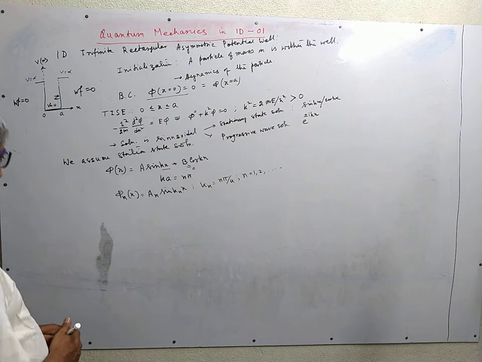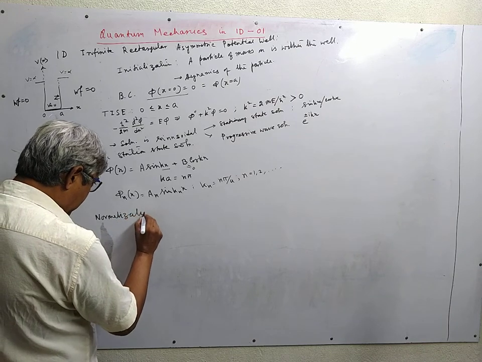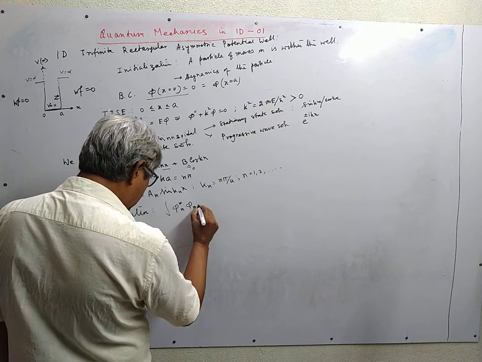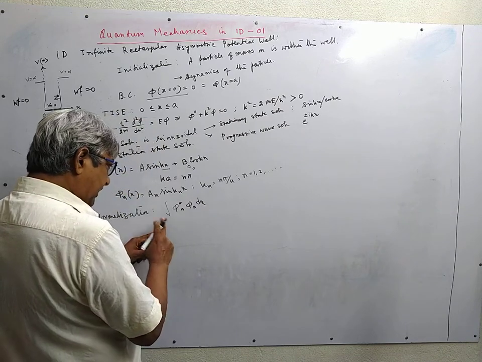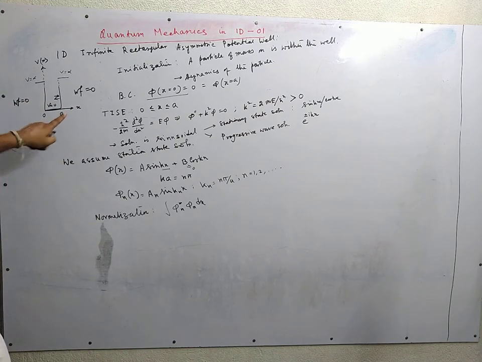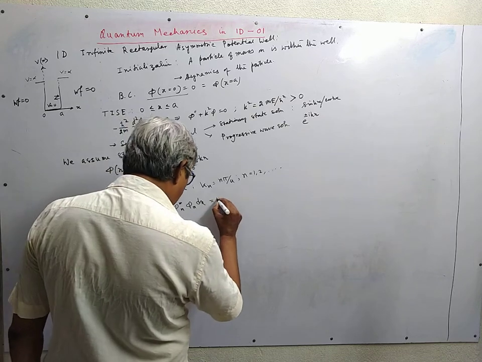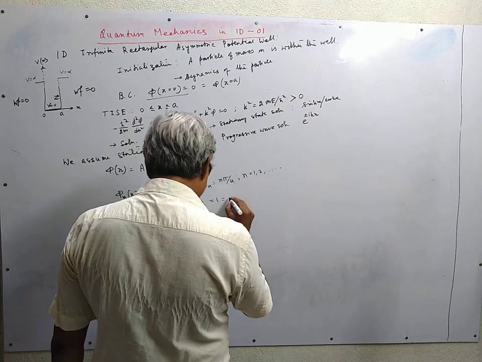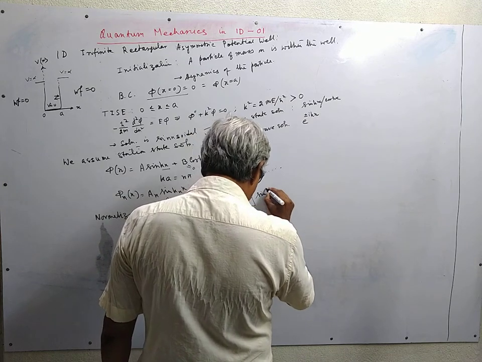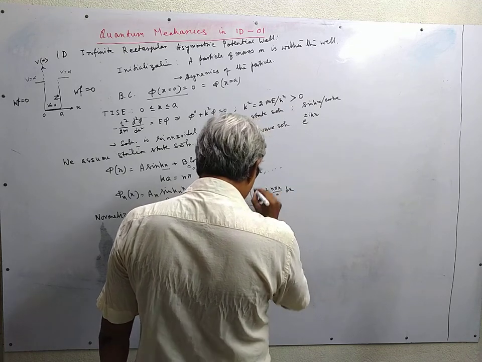So first come to the normalization. Actually, the integration extends from minus infinity to plus infinity, but from minus infinity to zero the function is zero, and from a to plus infinity it is zero. So basically, this becomes the integral from zero to a equal to one, that is equal to modulus A n square times the integral of sine square n pi x by a dx from 0 to a.